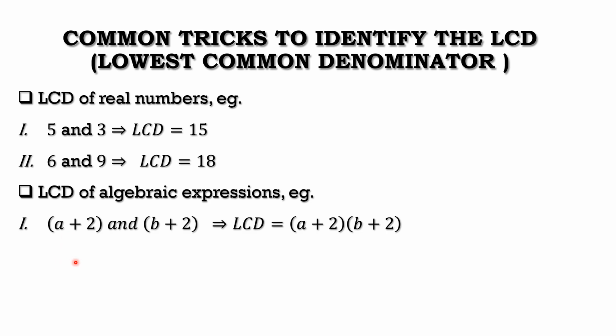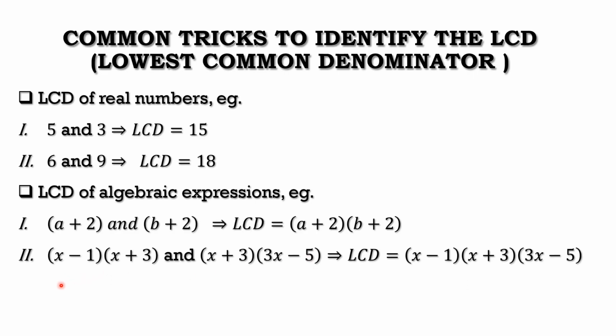So when we have a plus 2 and b plus 2, these two factors are different. So if I want to find their LCD, I just have to multiply them. So the LCD of these two expressions will be the multiplication of a plus 2 and b plus 2.